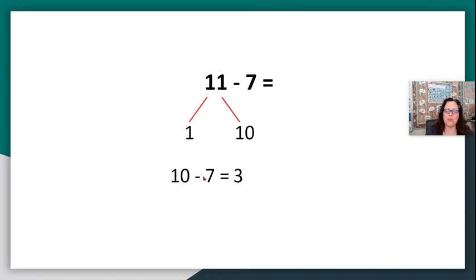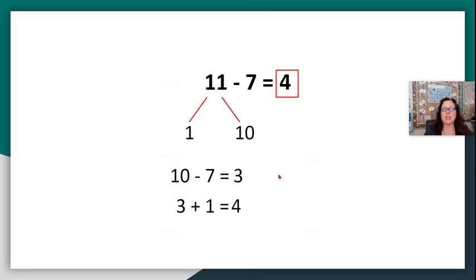7's partner to 10 is 3, so 10 minus 7 is 3. Then we add the 3 and the 1 together to get 3 plus 1, which is 4. So 11 minus 7 equals 4. Box your answer. Did you get it right? Nice job. Give me a high five. Woohoo! You're doing great.